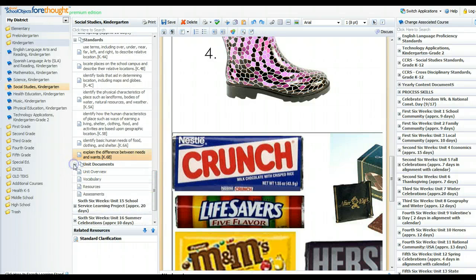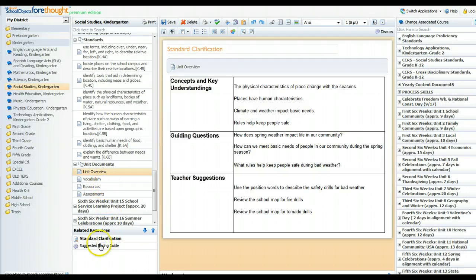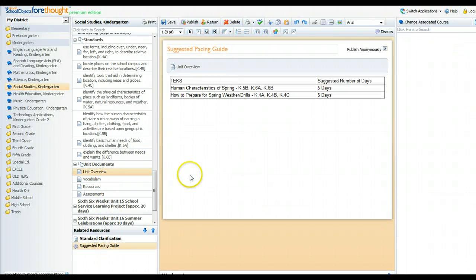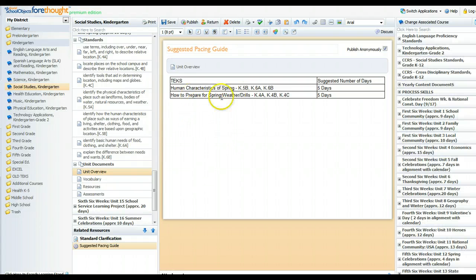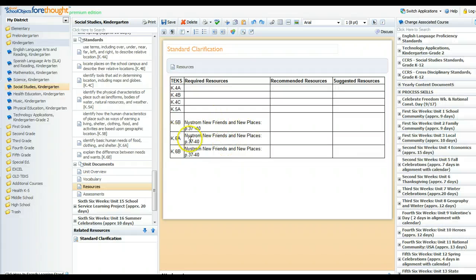And once again, in your unit documents, I have given you a suggested pacing guide. You have those for both of them. For example, on this one, I think it's really good to break this into human characteristics of spring as well as how to prepare for spring weather drills. And I have 5 days on each of those. And if you go to your resources, you'll see that for some of these TEKs, we have Nystrom, New Friends, and New Places, so make sure you're looking through that.